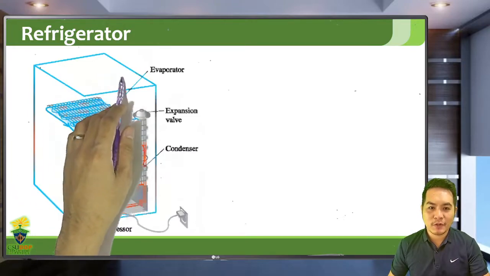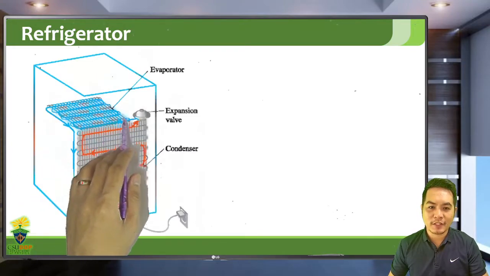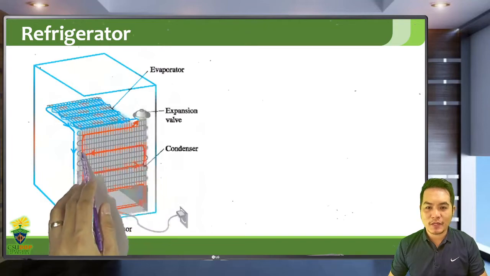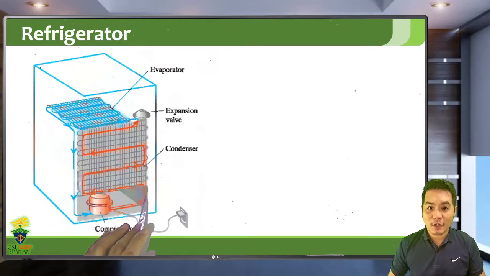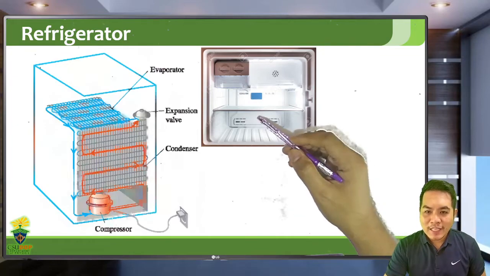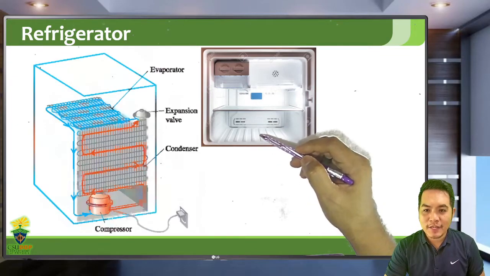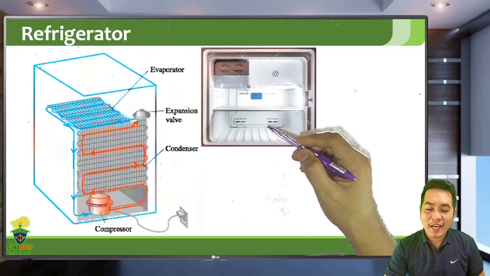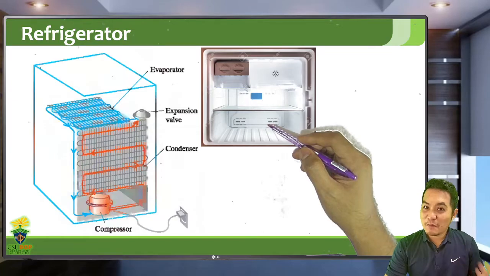The evaporator coils are usually inside the refrigerator, the blue ones, and the orange coils are the condenser coils. They're usually outside of the refrigerator. So usually these lines that you see here inside your freezer, those are the evaporator coils. And if you buy a new refrigerator, you must always read the manual of the refrigerator.